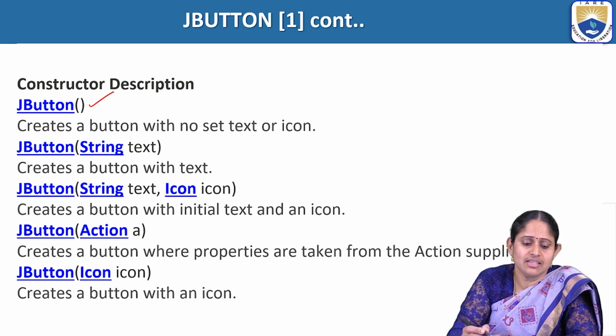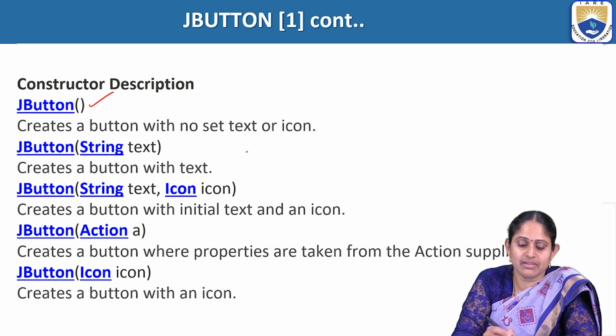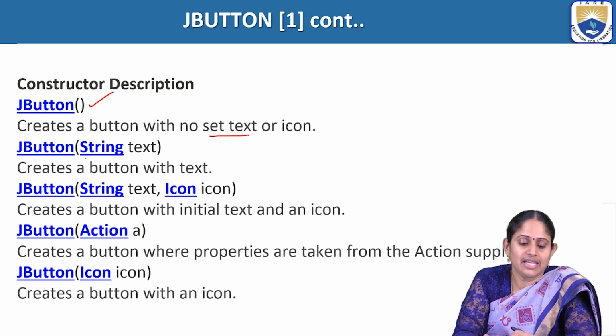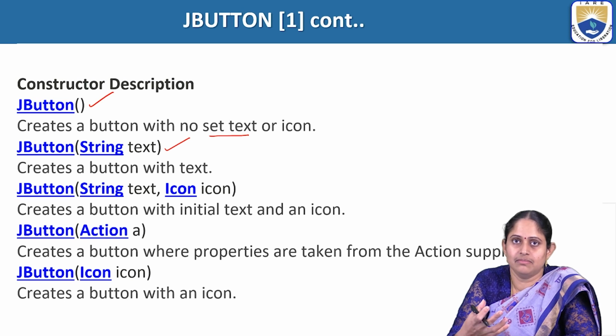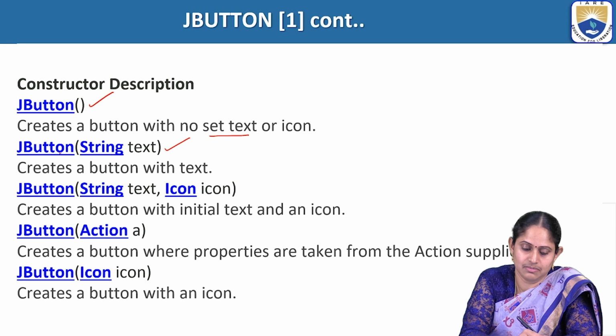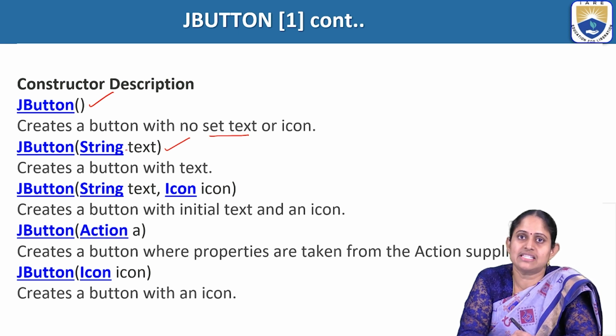These are the constructors which we can use to create the button. The JButton class, the empty one, doesn't place any text or icon on the button. If we want to specify a name for that button, we make use of this constructor, where the button will be created with whatever text is specified here.